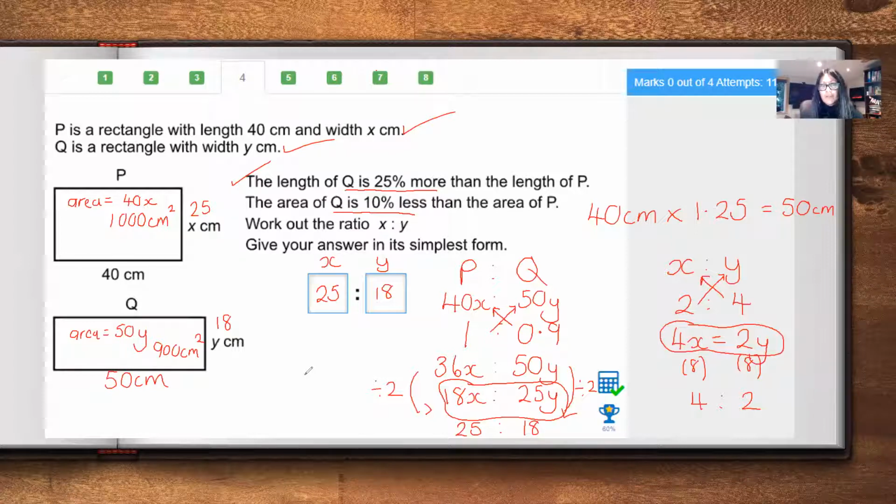Happy days, well done. I hope you understood a bit of that. I hope you had a good go. I hope you actually got it right by yourself, but if you didn't, I hope that helped you.